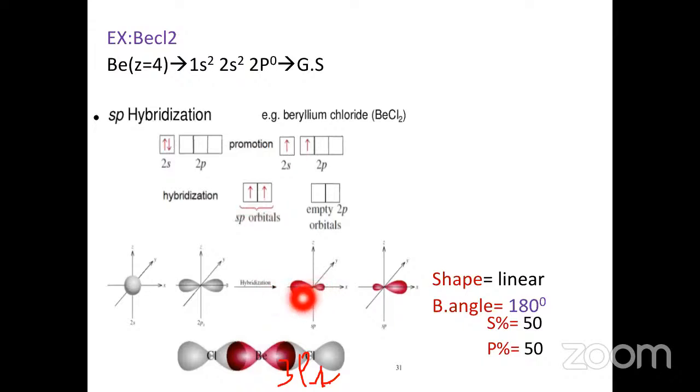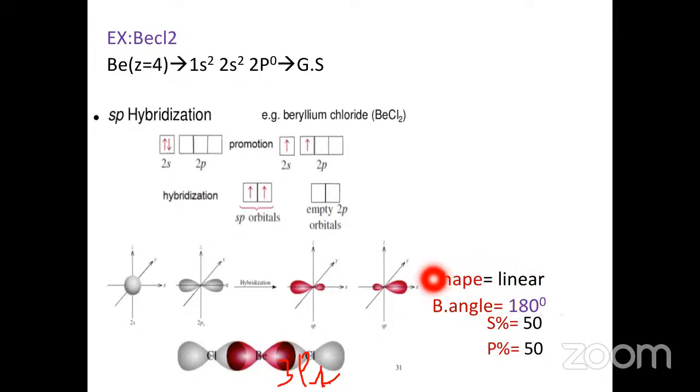These sp hybrid orbitals with unpaired electrons overlap with the 3pz orbital of the chlorine atoms to form two sigma bonds, so that the shape is linear. The bond angle is 180 degrees. Percentage of s is equal to 50 and percentage of p is equal to 50.